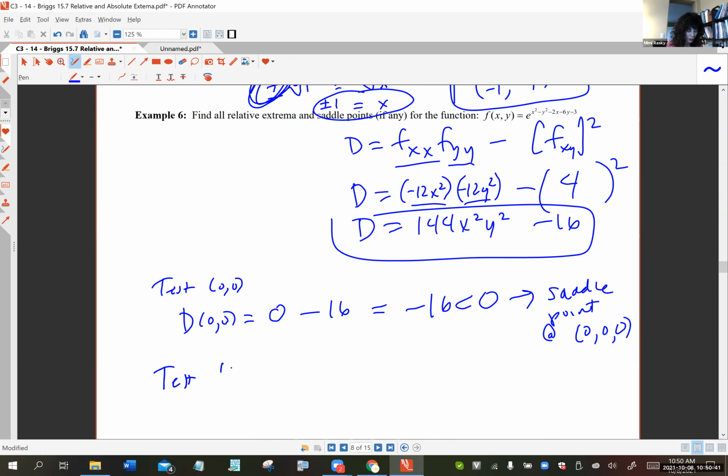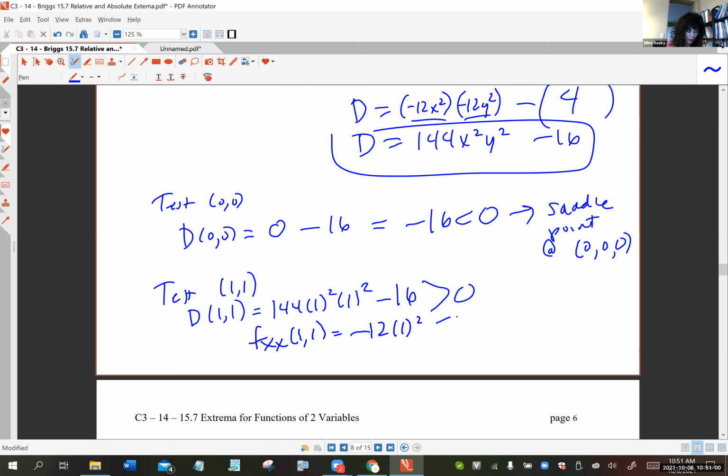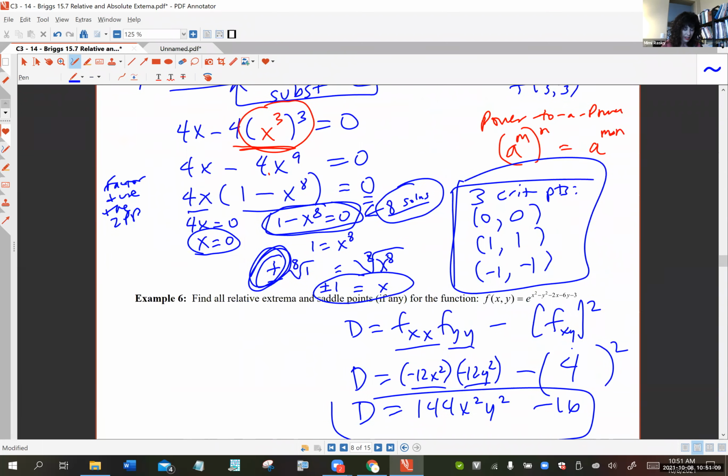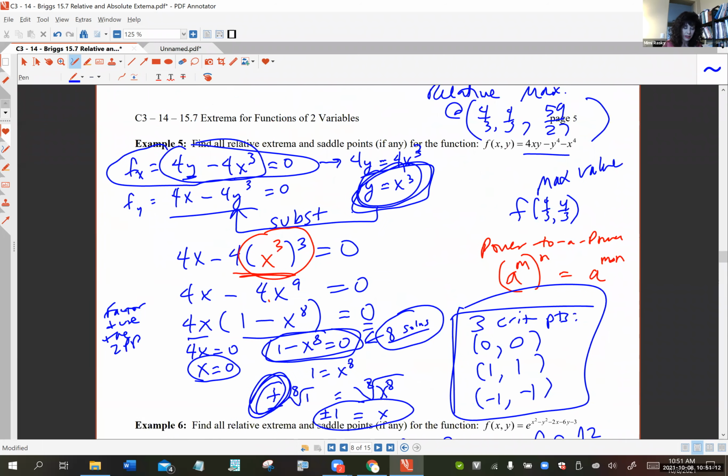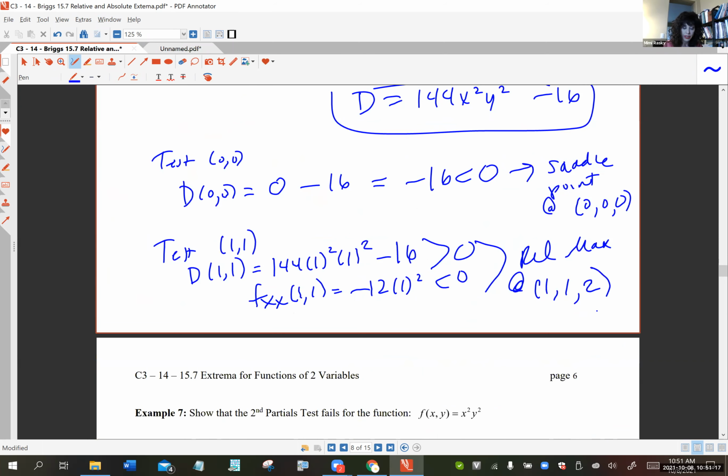Let's test the 1, 1. So when you evaluate D at 1, 1, I get 144 minus 16. I don't even care what the number is, people. I really don't. It's obvious it's positive. And then fxx evaluated at 1, 1 is a negative number. So that tells me I have a relative max at the point 1, 1. And if you plug 1, 1 into your original function, that's this guy here, 4xy minus y to the fourth minus x to the fourth, you'll get the z coordinate. That's the actual max value. The maximum is a 2.